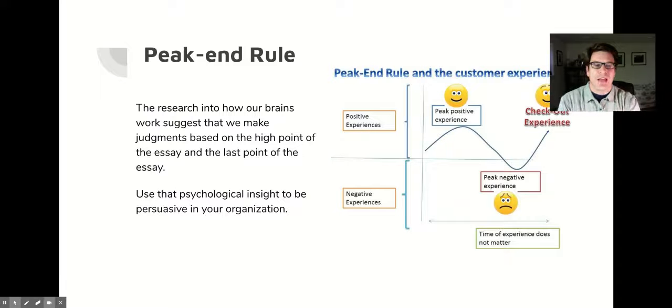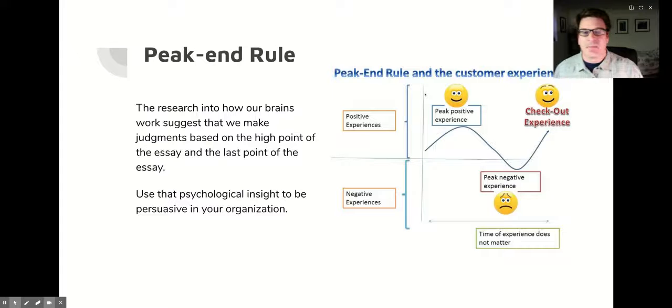Here's the peak end rule that I discussed just at the beginning of this. And this has to do with customer experience, but think of your reader as a customer. This research shows how our brains work, and it suggests we make judgments based on the high point of the essay and the conclusion of the essay. And we often forget about the low point of the essay.